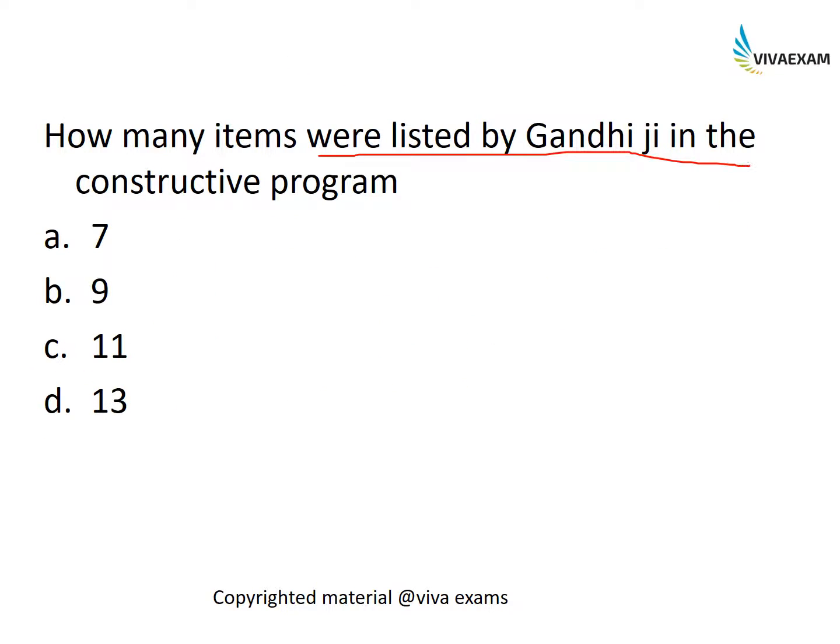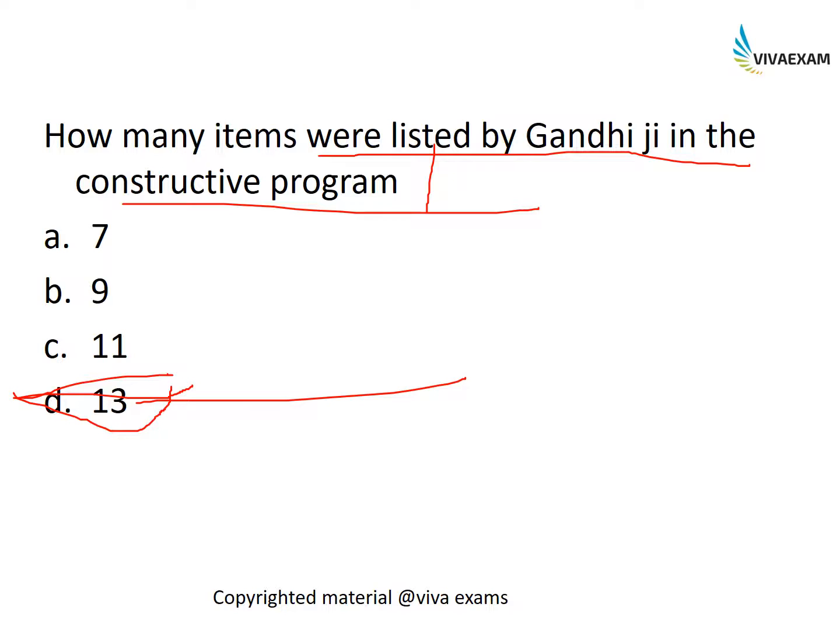How many items were listed by Gandhiji in the constructive program? So we are being asked how many items were a part of Gandhiji's constructive program, and these were around 13 of them. So basically all related towards different aspects of the society, but the main objective was to raise Hindu-Muslim unity so that people could get Swaraj or dominion status.